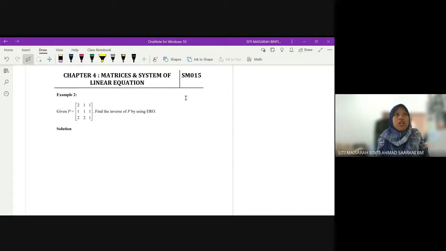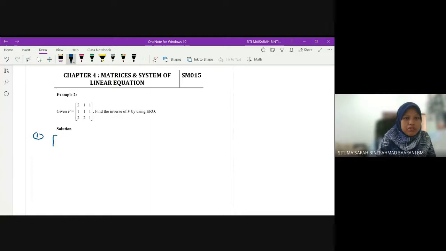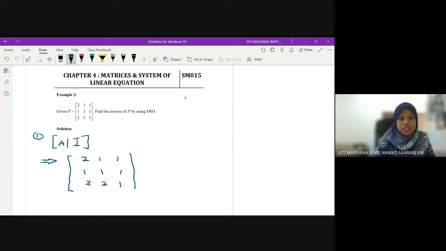So to find inverse by using ERO, dia punya langkah dia sama saja. Yang tak sama ya adalah dia punya elemen dia sekarang. Kalau ikutkan our first step should be construct augmented matrix. Okay, so untuk matrix A ni elemen dia ada 9. So sini kena 2, 1, 1, 1, 1, 1, 2, 2, 1. And then elemen untuk identity matrix, this one is 1, 0, 0, 0, 1, 0, 0, 0, 1.